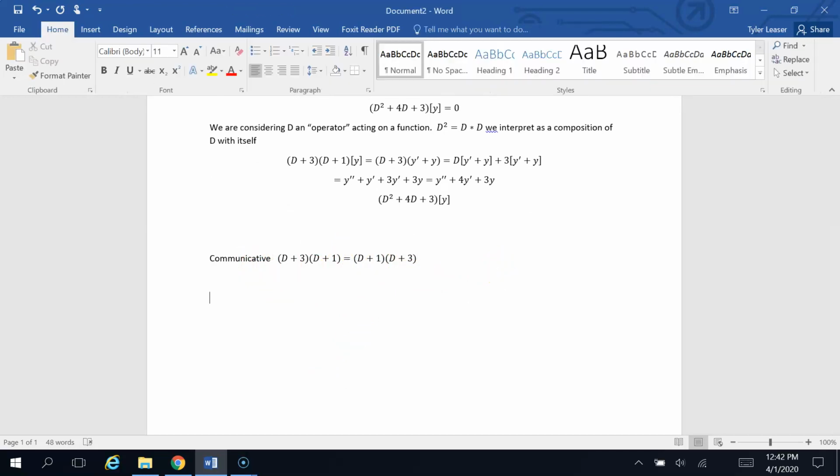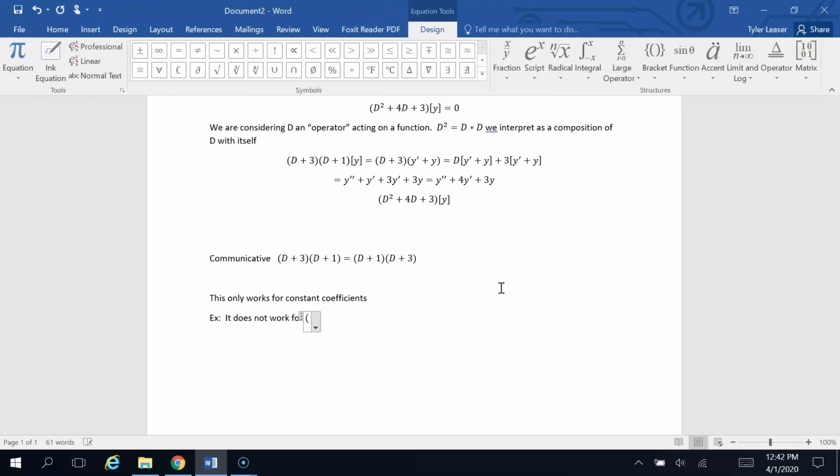Where you have to be careful is that this only works for constant coefficients. Just as an example, it does not work for operators that look something like this. If you have something like D plus 3t and then another operator D plus 1, you cannot change the order of these. This is not the same as D plus 1 times D plus 3t. So you just have to be a little bit careful. As long as you have constant coefficients, you're allowed to change the order. Not so if you have variable coefficients in your operators.